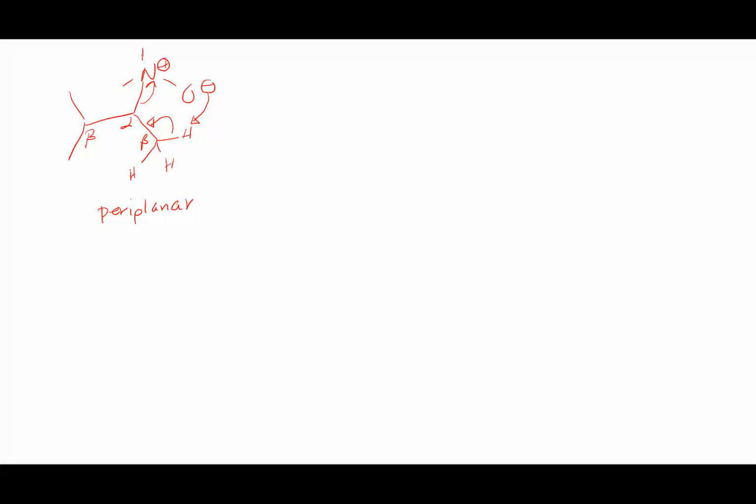And so when that 5-member transition state occurs, on the other side I'm going to end up with a double bond to the least substituted carbon, and I'm going to end up with, as my nitrogen product, what's called a hydroxylamine.